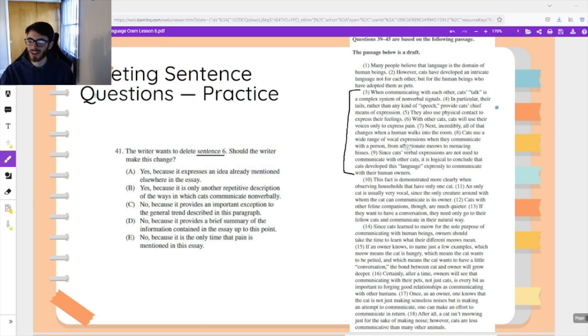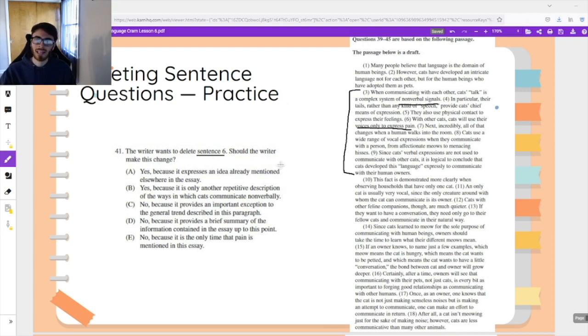So again, this is a paragraph that we've split. But it's talking about the ways cats communicate and how they communicate with each other versus how they communicate with people. And at first glance, it seems like we shouldn't delete this sentence because it is supporting the main idea here, right? Cats will use their voices only to express pain. So it's giving us information about the only time that they use verbal signals, which supports the main idea about how when they're with other cats, they mostly use nonverbal signals. So I'm leaning towards holding on to it.